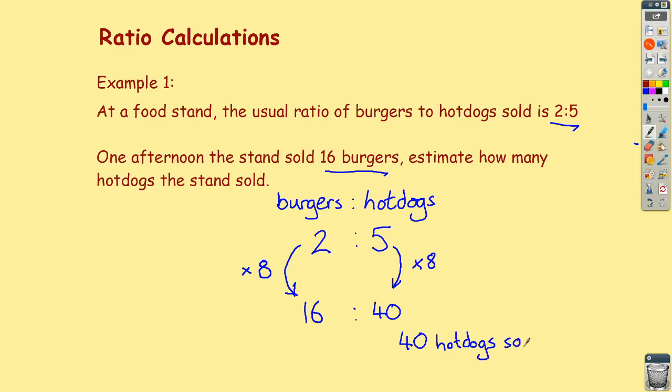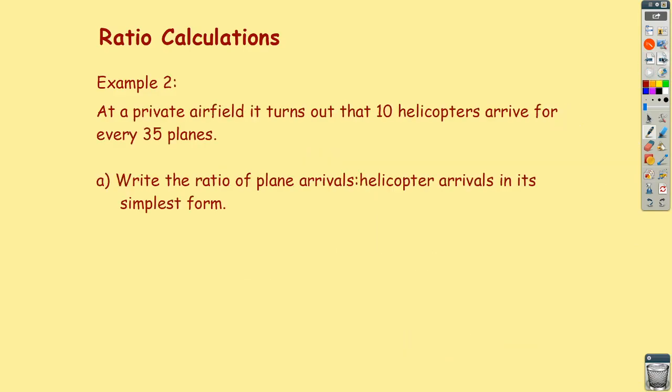It's always good practice to just write your final answer out separately and identify that you know what the units or whatever else you need to put in there to identify it should be, okay? So 40 hot dogs were sold on that afternoon. And that's it. That's all that's involved in this first ratio calculation, okay? Doesn't get too much more difficult than this. The only thing they can complicate this with is asking you to figure out what the ratio should be in the first place. And we're going to look at that in the next example.